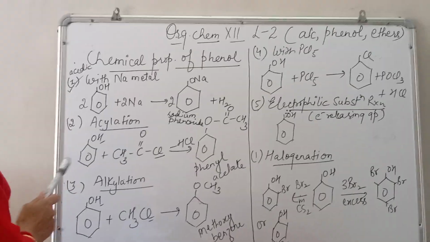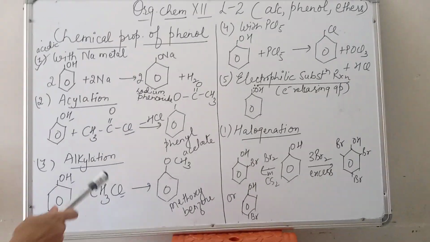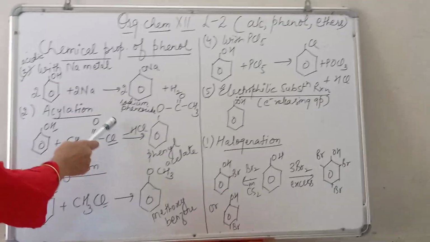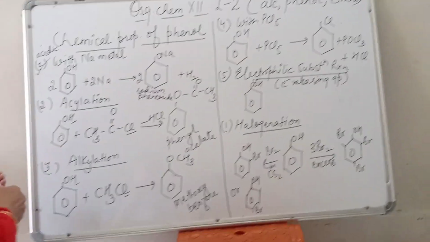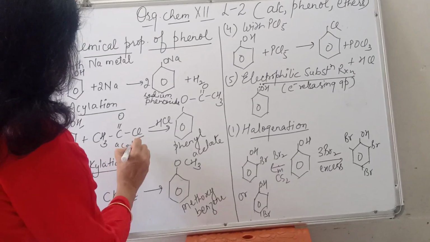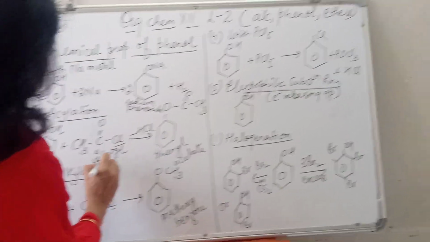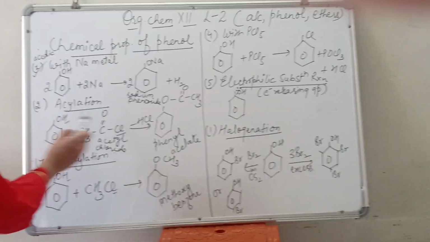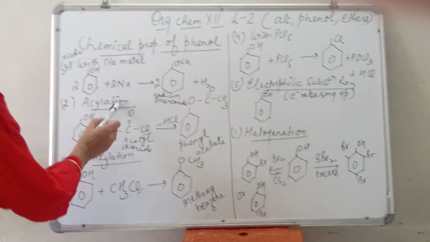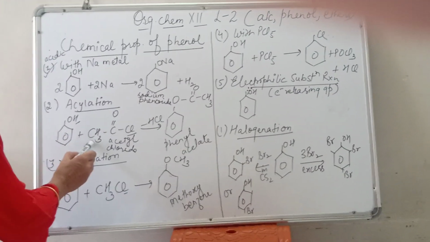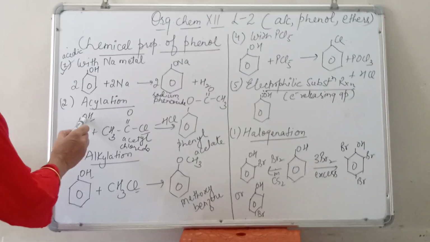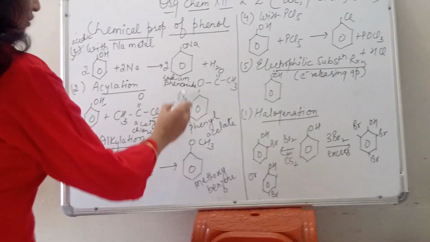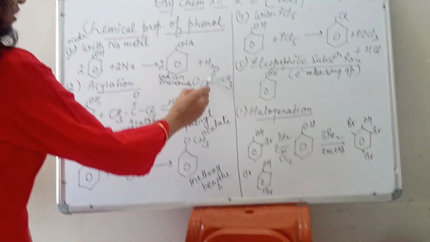Then these two terms are very important: acylation and alkylation. What happens in acylation? Phenol, when reacts with acetyl chloride. Now this is acetyl chloride. Now what happened? This Cl from here and this H from here will eliminate, so minus HCl, and this acetyl group, COCH3 is acetyl group. It will attach with O, resulting in the formation of C6H5OCOCH3.